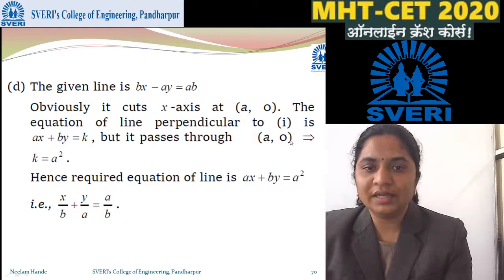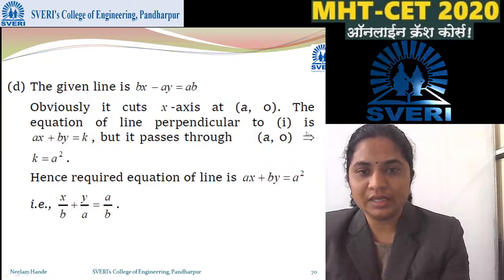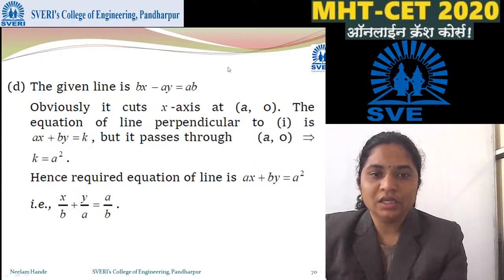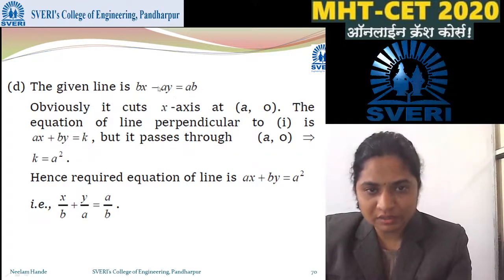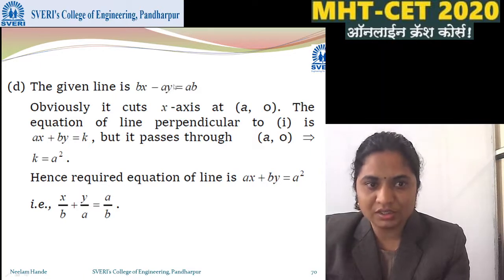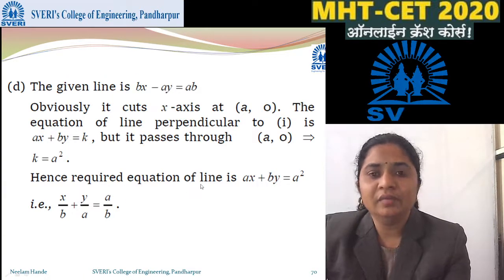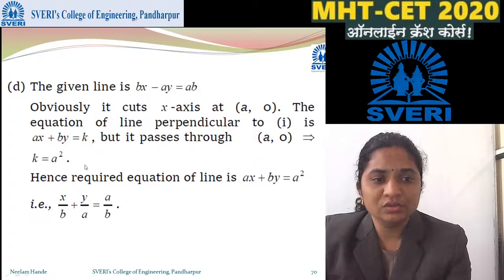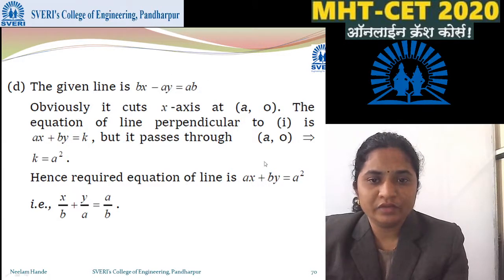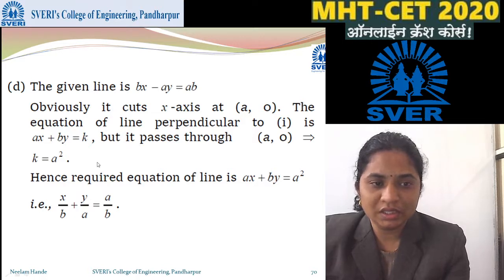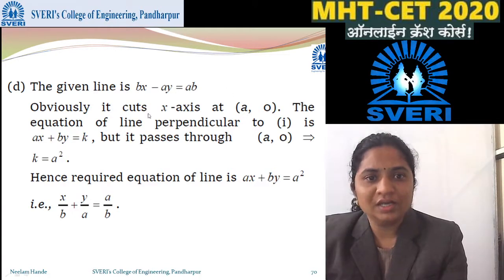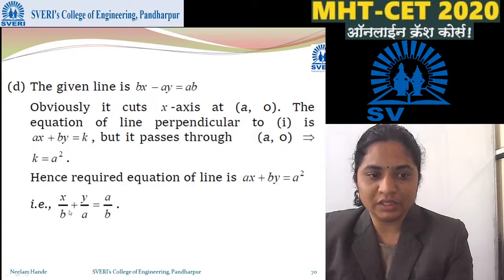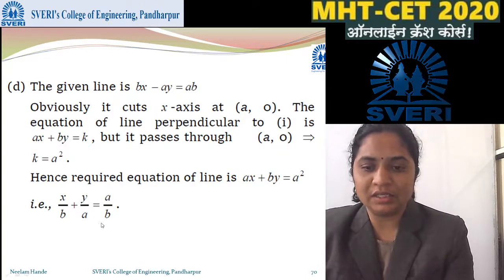The equation of the line perpendicular to the first line, that is ax plus by equal to k. We have written the perpendicular equation: ax, middle sign changed, by is equal to k. Right? But this line also passes through this point, (a, 0). So if we solve for k, we get a square. Solving and substituting k here, we get x by b plus y by a is a by b.